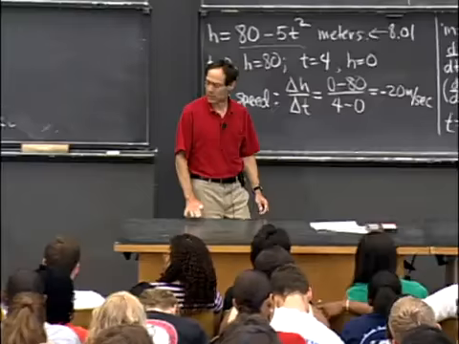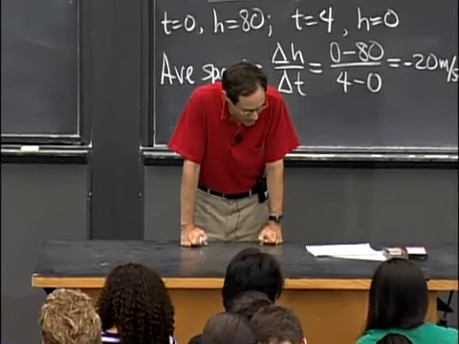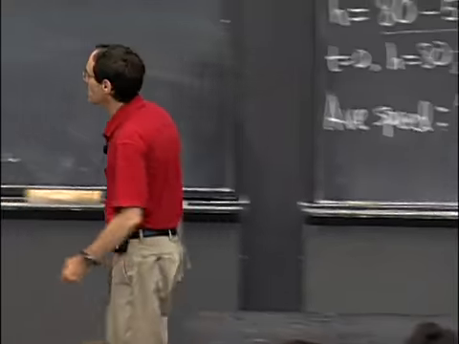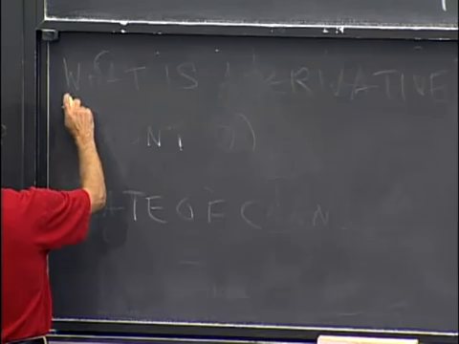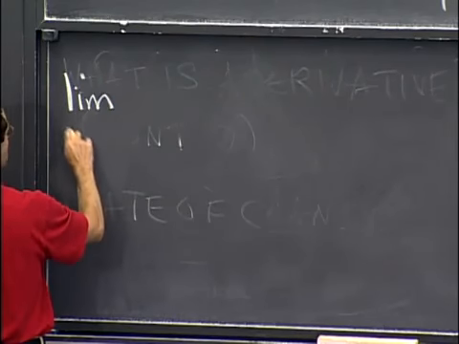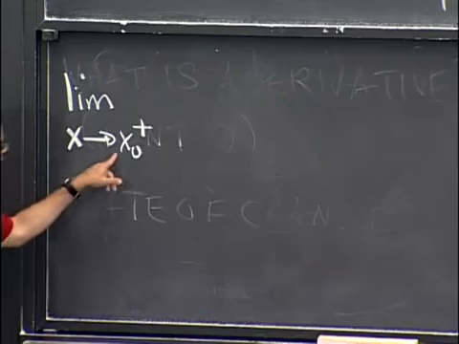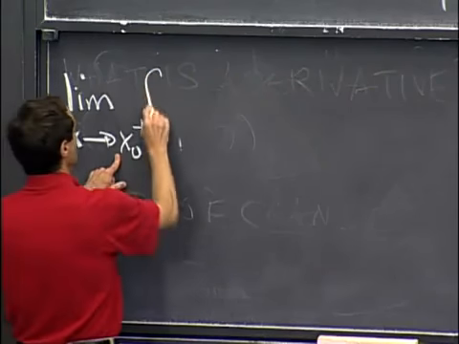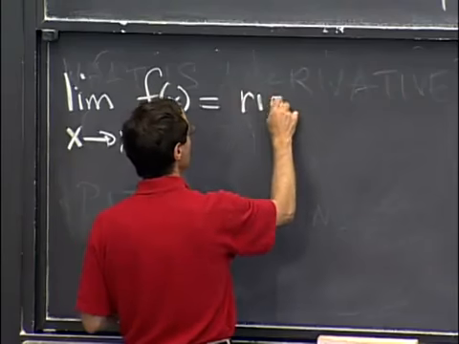In order to make things a little easier for myself to explain what's going on with limits, I need to introduce just one more piece of notation. What I'm going to introduce here is what's known as a left-hand and a right-hand limit. If I take the limit as x tends to x0 with a plus sign here of some function, this is what's known as the right-hand limit.